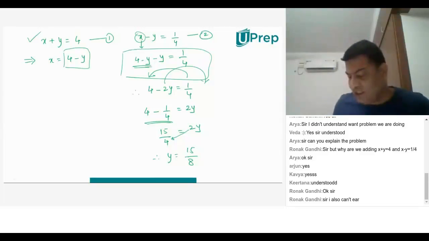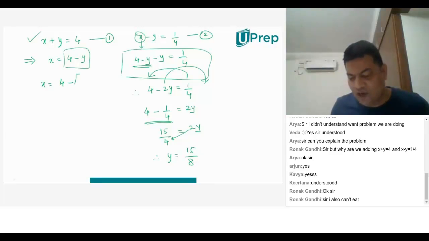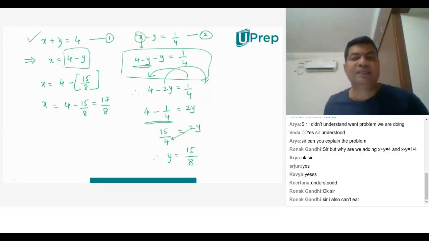Now this 15 by 8, you can put it in once again. How will I get the value of x? I know the relation between x and y. From this relation, I know that x is equal to 4 minus y. Therefore, 4 minus, what is the value of y I got? I got 15 by 8. So x is equal to 4 minus 15 by 8. 8 4s are 32, 32 minus 15 is equal to 17 by 8. It is another way of simplifying the same problem.